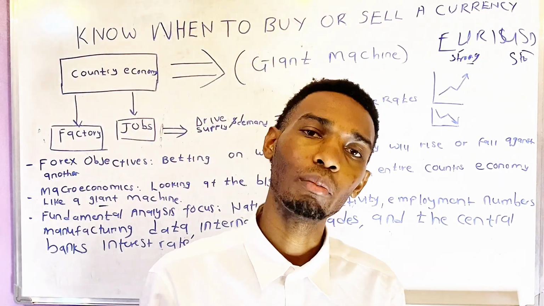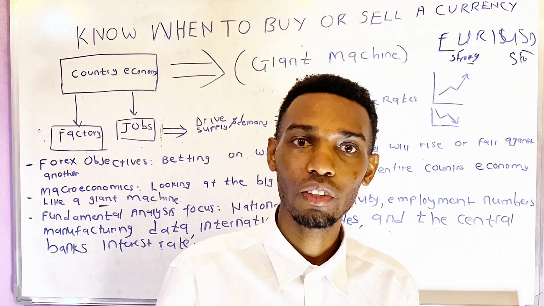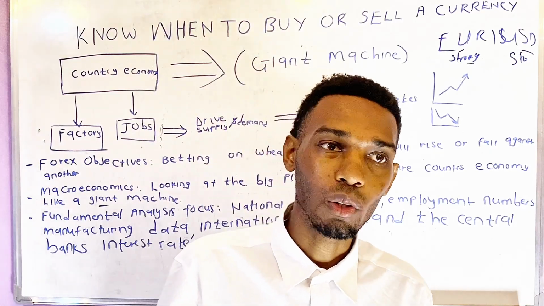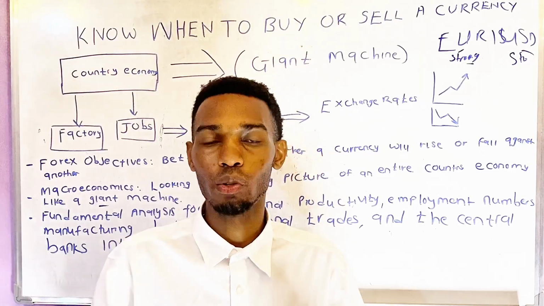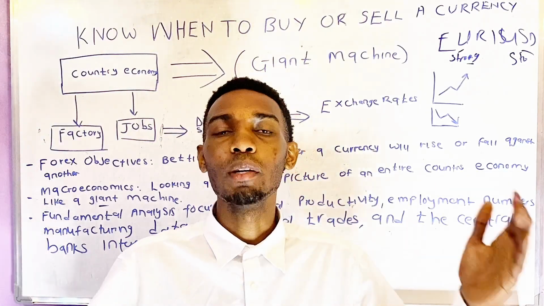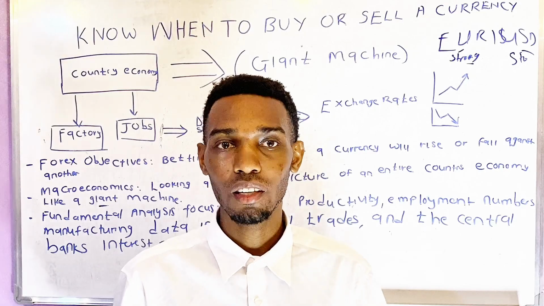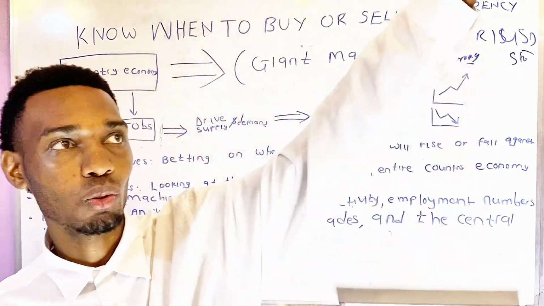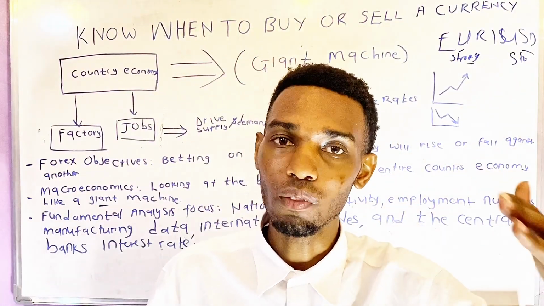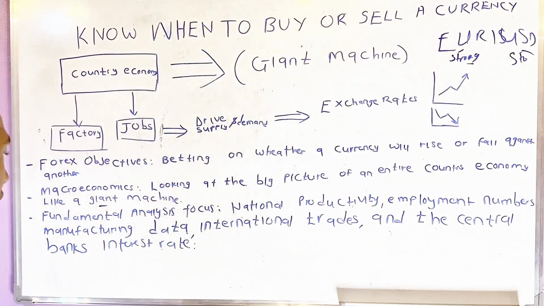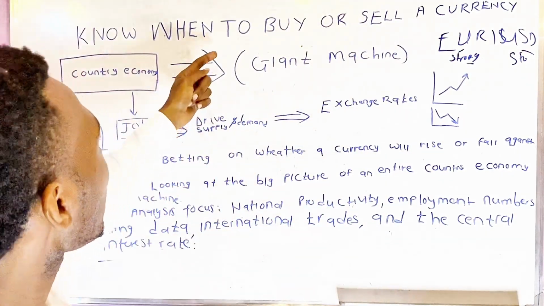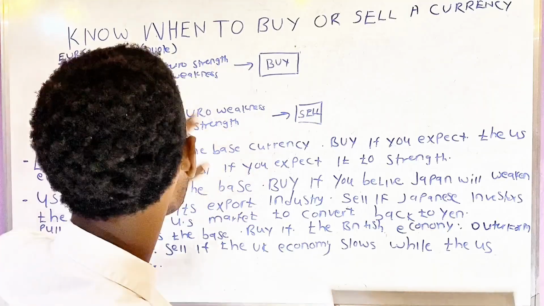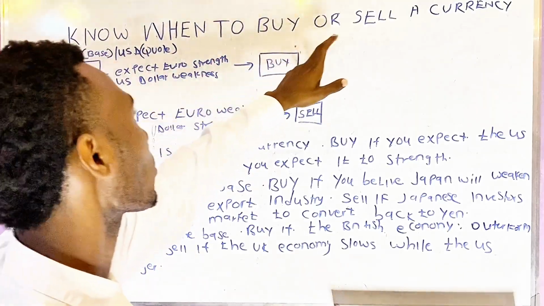Or how is the employment there? How is the standard of living there? That is the fundamental. How manufacturing are we? How fast are we to produce? How many things do you produce? How capable, how international is the country? How can we produce something international and sell abroad from the country? Now, that is the first part on know when to buy or sell a currency. We're going step by step till you understand when to buy or sell. We are still on knowing when to buy or sell currencies.